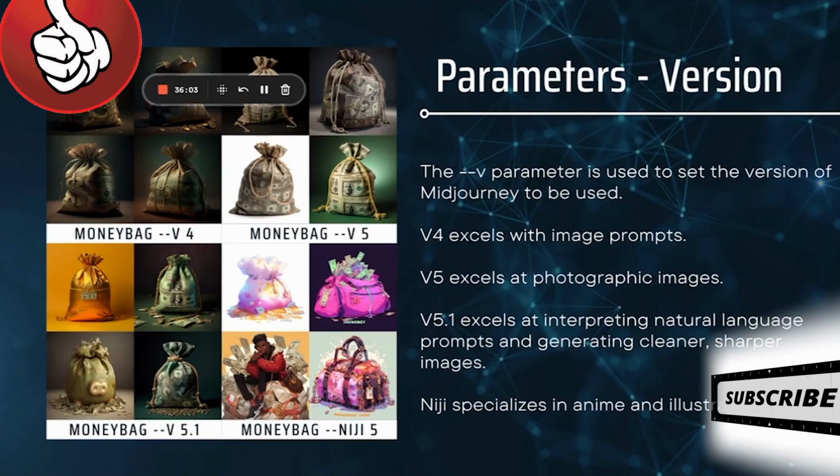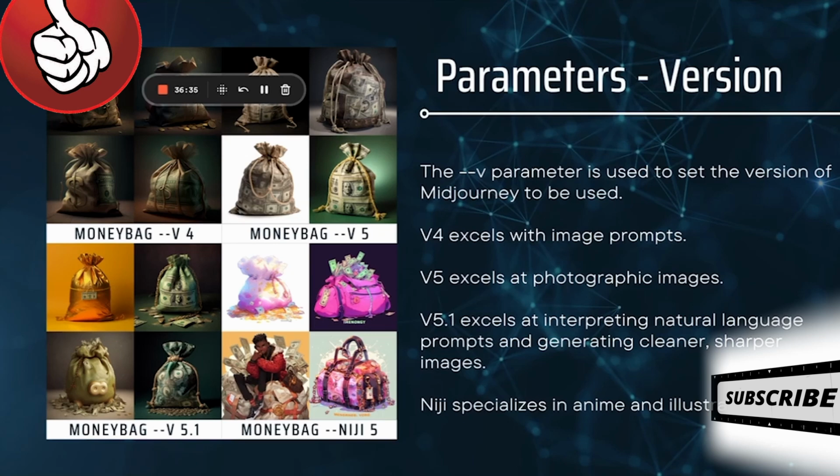Now, let's talk about the version. So this is, once again, just another parameter that you can mess around with to generate the exact image that you're looking for. The --v parameter is used to set the version of Midjourney to be used. V4 excels with image prompts. V5 excels at photographic images. And then V5.1 excels at interpreting natural language prompts and generating cleaner, sharper images.